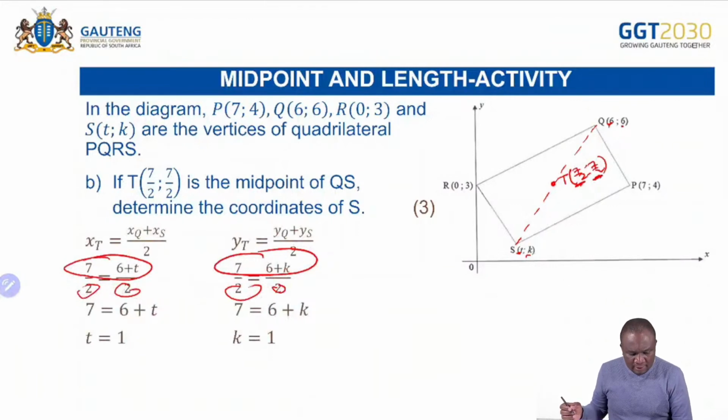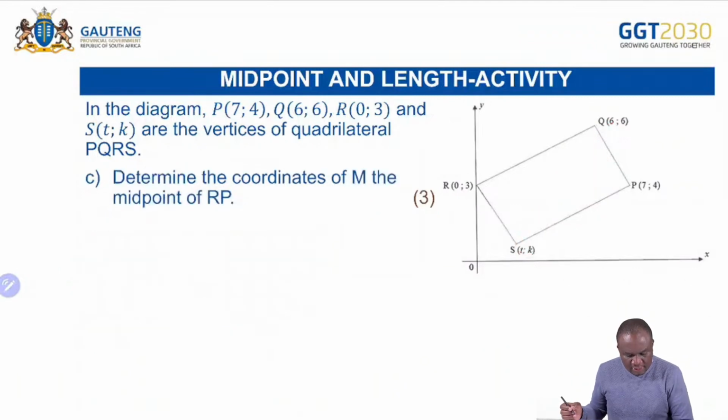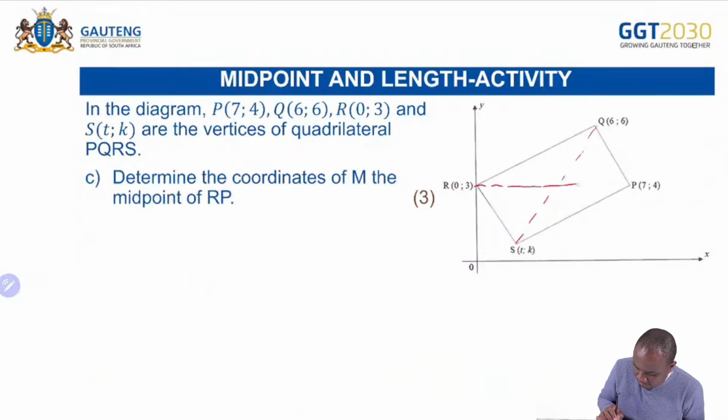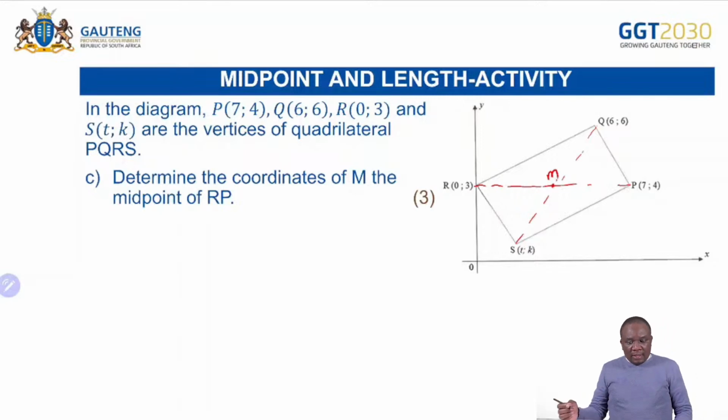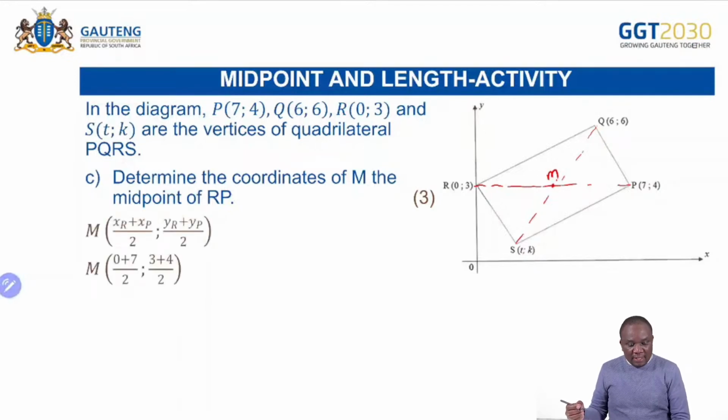Okay? And then C, determine the coordinates of M, the midpoint of RP. Then the midpoint of RP, M. What is it? All right, we have the midpoint of QS, then use the midpoint formula. You see that? Use the midpoint formula, and then we get that the coordinates of M are just the same like the coordinates of T. It means, what does that mean? What is QS and RP?